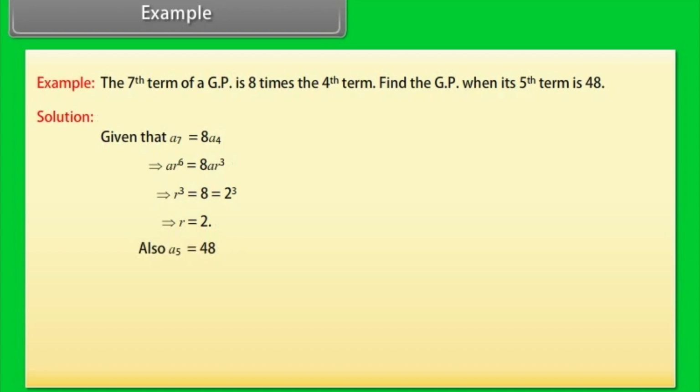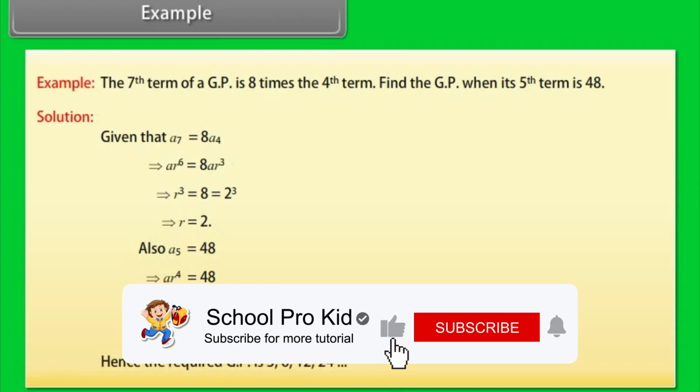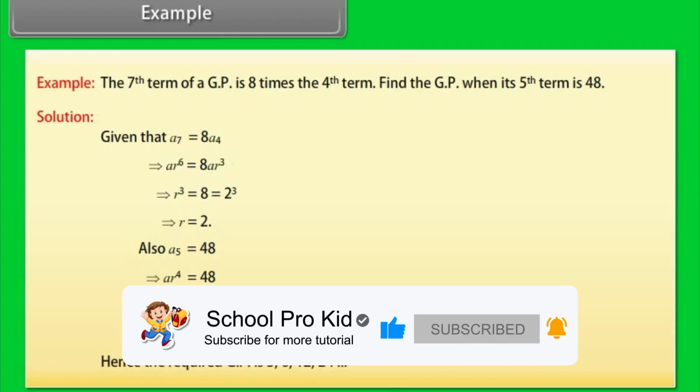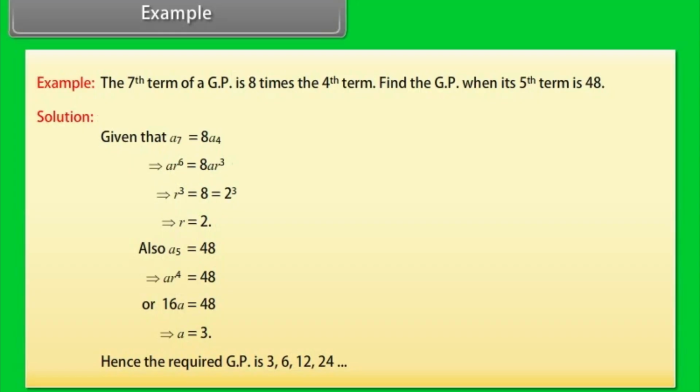Also, a5 is equal to 48. It implies a into r raised to power 4 is equal to 48, or 16 into a is equal to 48. It implies a is equal to 3. Hence, the required GP is 3, 6, 12, 24 and so on.